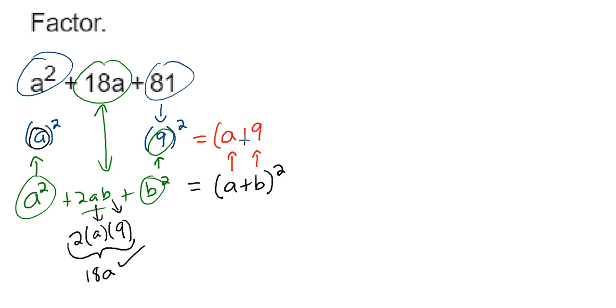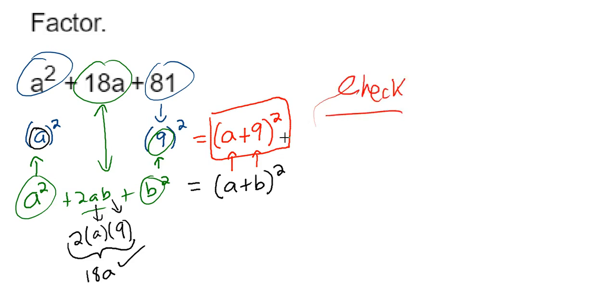We'll put a plus sign between those two because that's what's in the formula, and then that gets squared. And that is exactly how a squared plus 18a plus 81 will factor. You can check your answer here by taking this, and you can't distribute the power of 2, but you can write it out side by side.